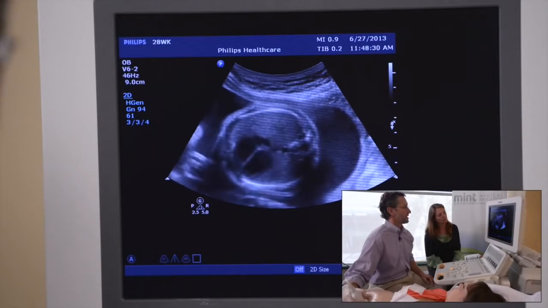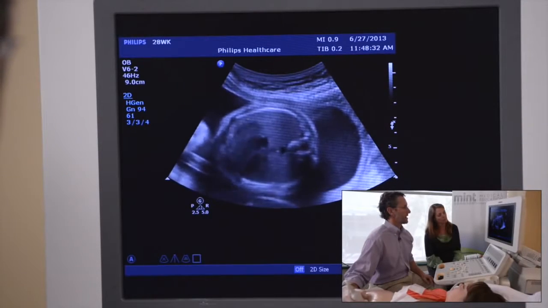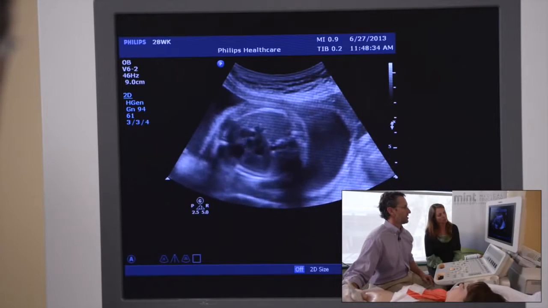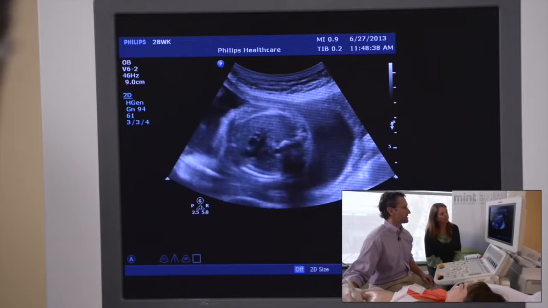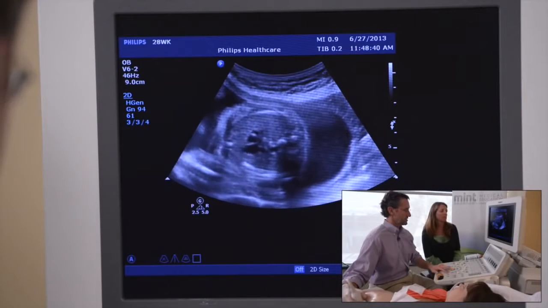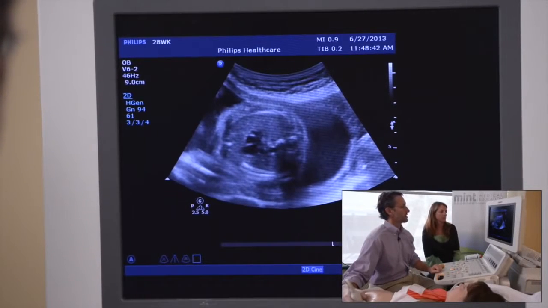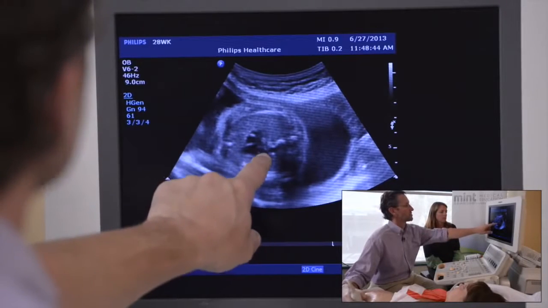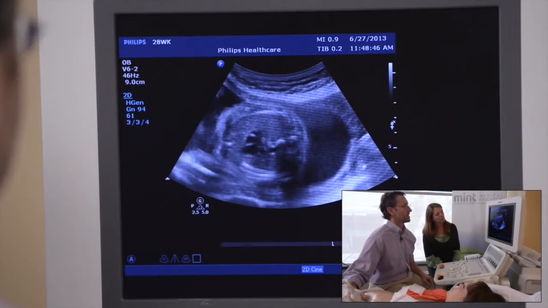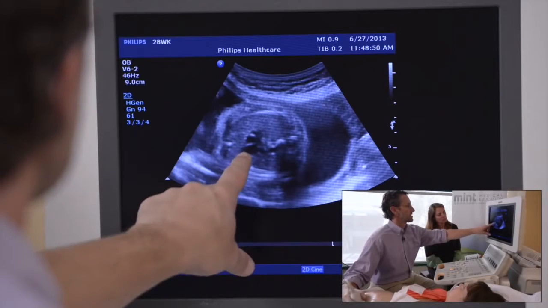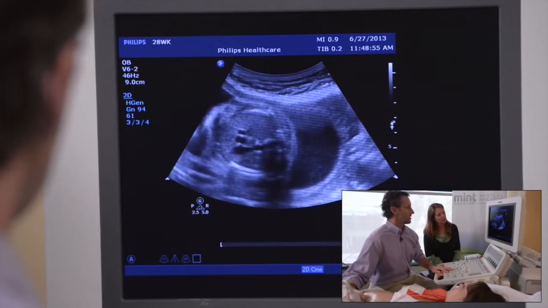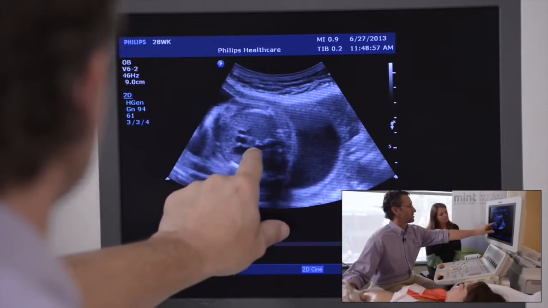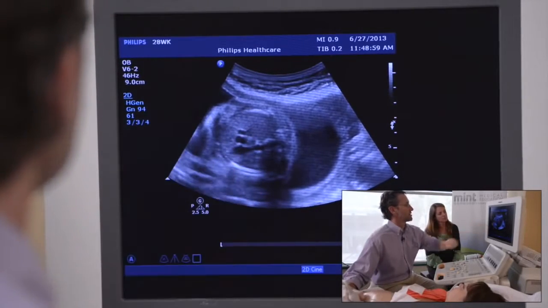Now from the heart, if we scan back up towards the head, we're going to come into the great vessels. That's pretty. And this right here, I'll freeze it, is what we call the 3-vessel view. And this view will start to get a little bit crowded as we get a little later in pregnancy, which we are right now, 27 weeks. But basically we see a nice longitudinal vessel here and then 2 vessels in cross-section.